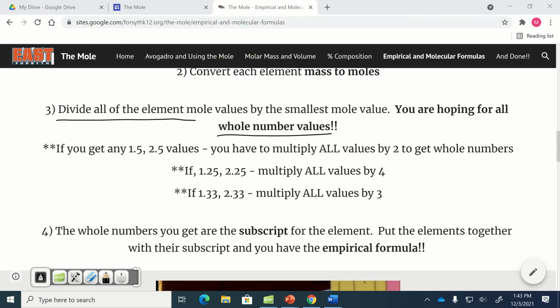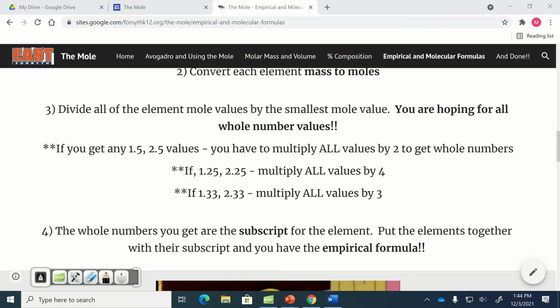If I skip to number 4 before I go back to the exceptions, what those whole number values represent are the subscripts for the elements in the empirical formula. So then you can just write the elements, write the subscript, the number that you got, and you're done. And you've got your empirical formula. But you divide all of them by the smallest number. So clearly, if you're dividing by the smallest number, that element will be 1 because it's dividing by itself. But then for the other ones, you're hoping for 2, 3, 4, 5, 6, 7, etc.